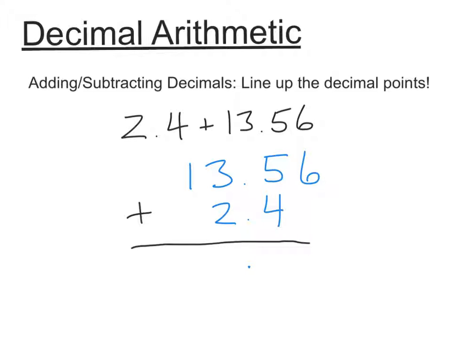So now we're adding the place values, so we have 6 plus 0 here, which you can enter that 0 or not, and you get 6. 5 and 4 is 9, 3 and 2 is 5, and another 1 plus 0, which is just 1. So we get 15.96.